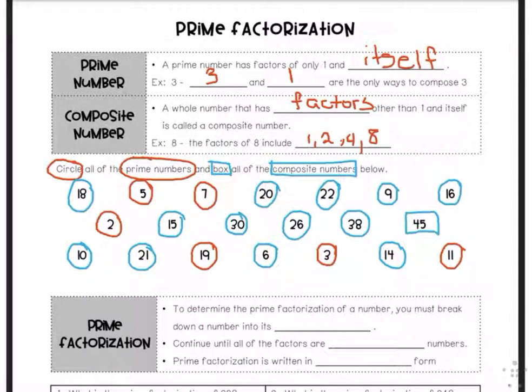Now, on to our next vocabulary word, prime factorization. To determine the prime factorization of a number, you must break it down into factors. Continue until all the factors are prime numbers. That's why we say prime factorization. We're breaking it down into all prime numbers, and we're looking at all of its factors. Prime factorization can be written in exponent form. Now, we did exponent form yesterday. That is whenever we have a term that has a base and an exponent.